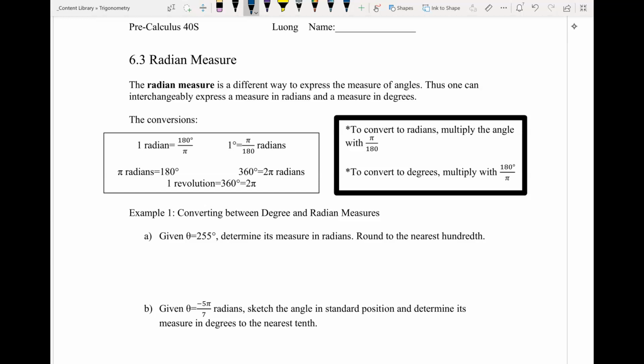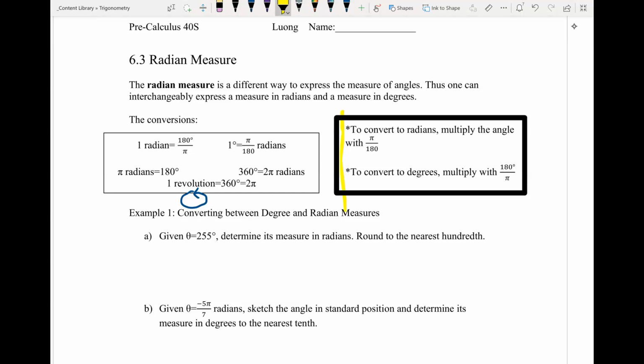So here are the conversions to convert between radians and degrees. 1 radian is equal to 180 over pi. We also have 1 degree is equal to pi over 180, which means if we had 180 degrees, that would be pi radians. And if we had 360 degrees, that's 2 pi, which is also 1 revolution. And 1 revolution just means that you're going all the way around once.